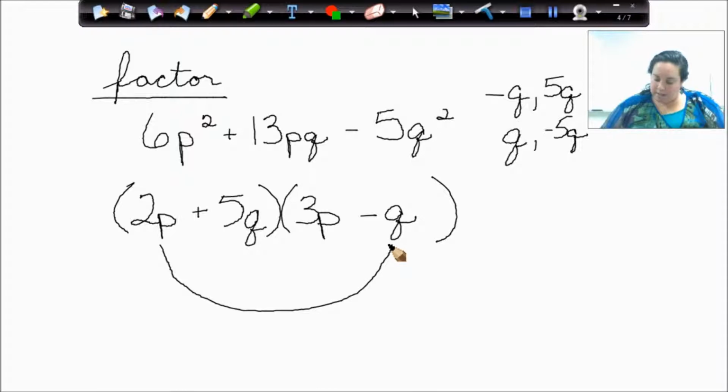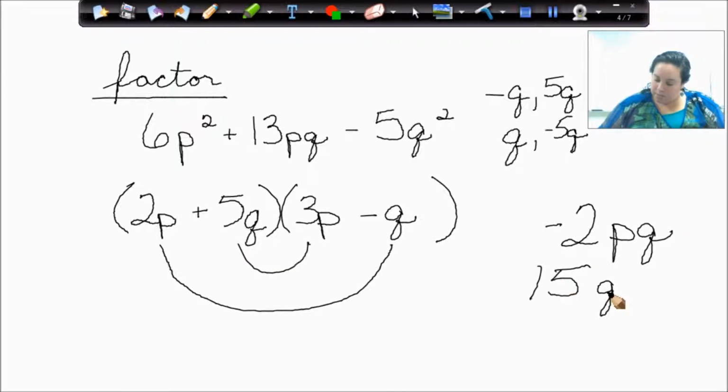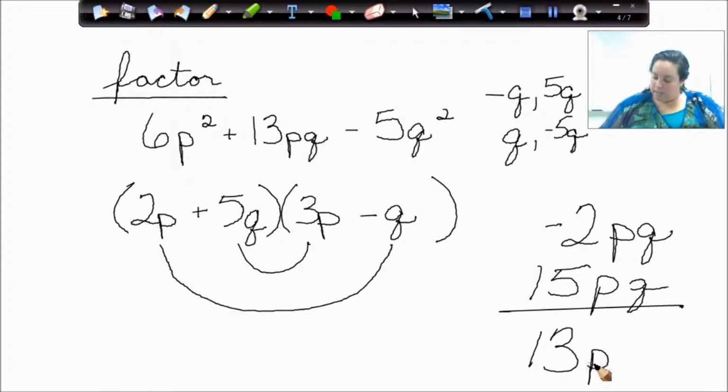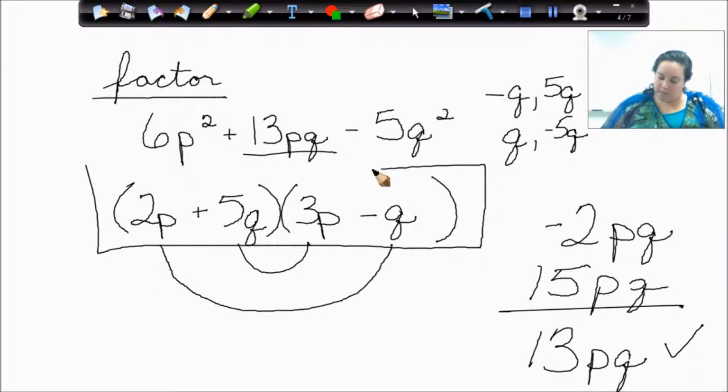So let's try the outside just to double check ourselves. Negative 2pq. And let's try the inside. We get 15pq, which is a much bigger number than 2. Oops, this should be a p. All right, and then whenever we add them, they're like terms. Notice how they are like terms. That is very important. We get 13pq, which is the middle that we want. All right, so this is the right answer. Okay, great.